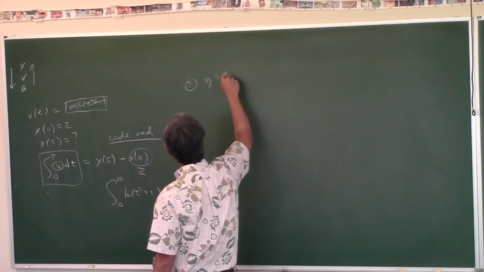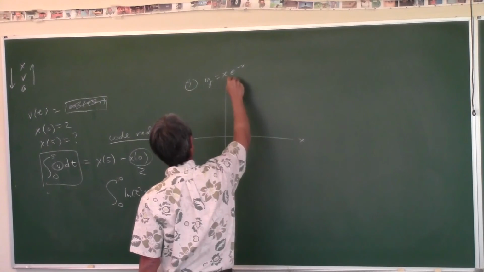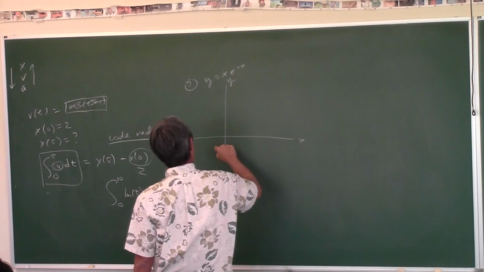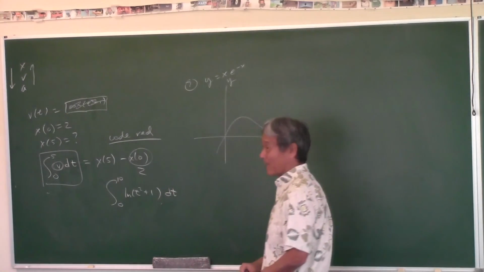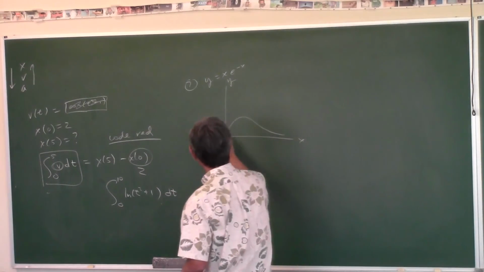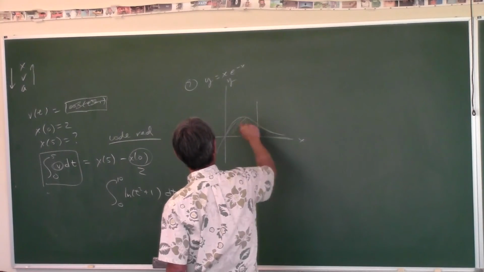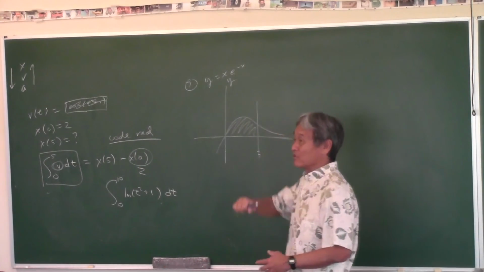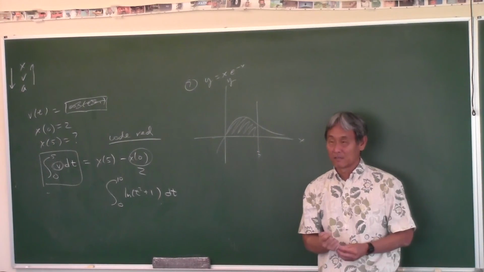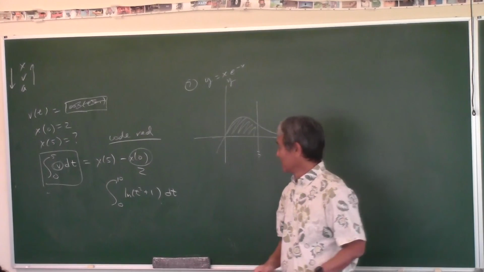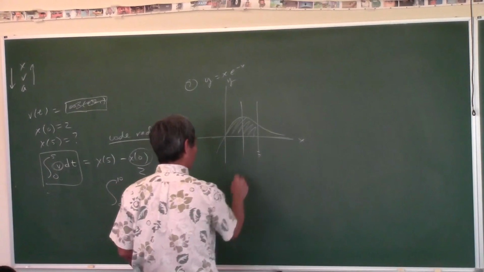y equals x e to the negative x. Mr. Park, I don't know what that graph looks like. Well, you have a calculator, sister. I'm pretty sure it looks something like that. And y equals 0, and x equals 3, right there. This is the region in question. I'm going to cut that into 2 equal pieces. Remember we did that on the last test? So I'm going to cut it with a vertical line into 2 equal areas.